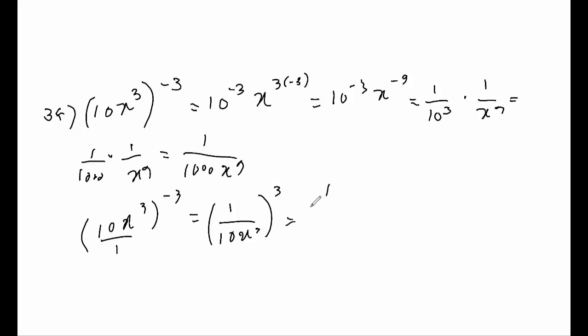So 1 to the third is just 1, 10 to the third, x to the 3 times 3. So here again, I'll get 1,000 x to the ninth. So again, either way you look at it, you'll still be using the negative quotient rules, and you'll get the same answer.